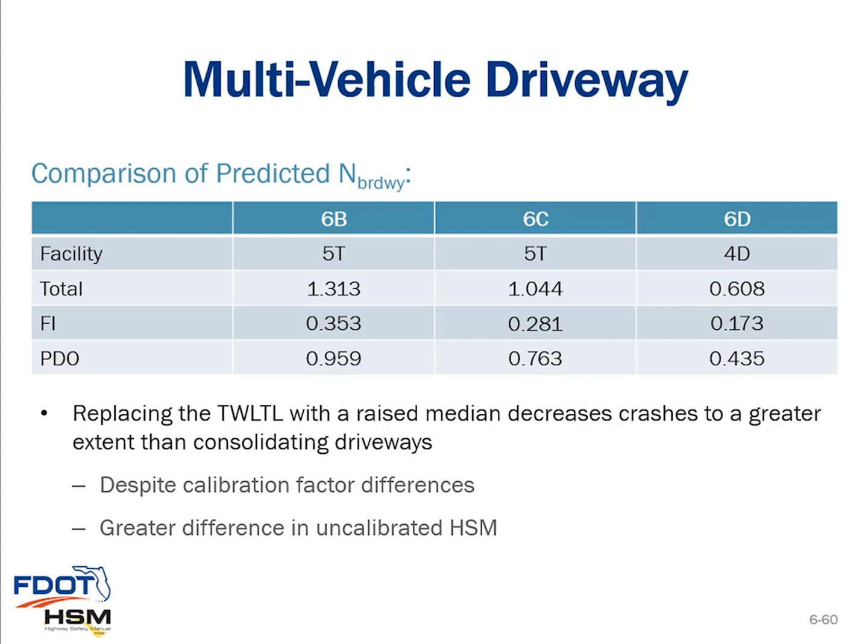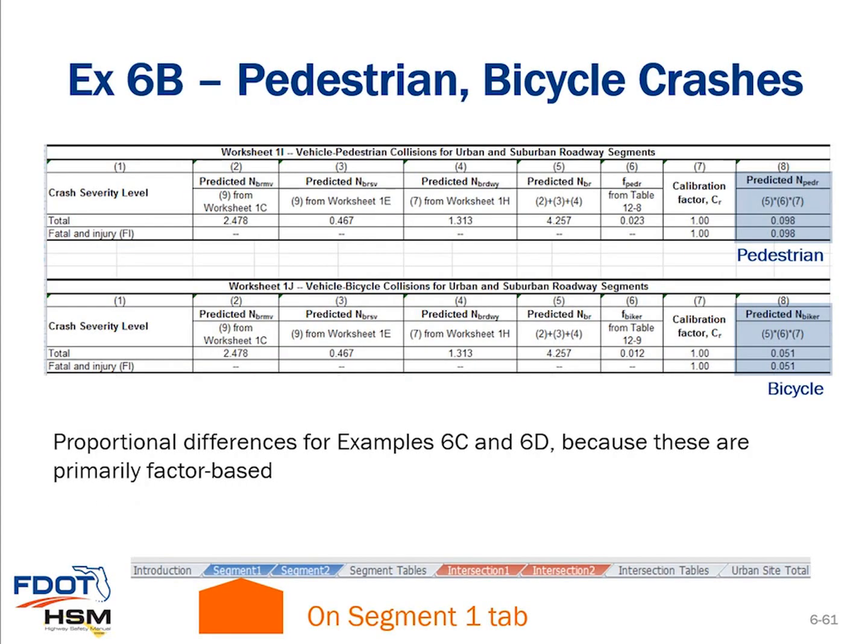So now let's look in a little bit more detail at what the spreadsheet provides us for pedestrian and bicycles. On the top is the pedestrian, down is the bicycle crashes, and these are taking the proportional differences, using the predicted times the factors coming out of the tables, and calculating that out. Want to note though that you've already applied the calibration factor in developing the predicted for the motor vehicle. So when you see in column 7 the calibration factor is 1.0, that is because it's already been applied previously. And if you make it different than 1.0, it will be double counting the calibration factor. So that should always be 1.0 for the pedestrian and bicycle crashes.